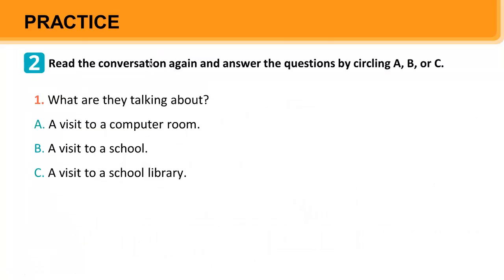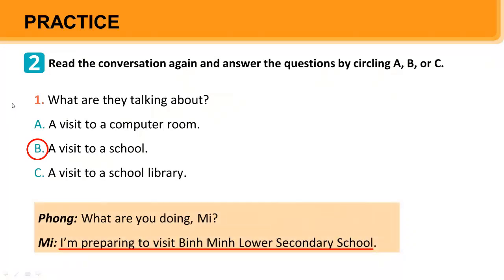Alright, now let's move to activity 2. Read the conversation again and answer the question by circling A, B, or C. Number 1. What are they talking about? Yes, they're talking about a visit to a school. And you can find the clue. What are you doing, miss? I'm preparing to visit Bình Minh Lower Secondary School.